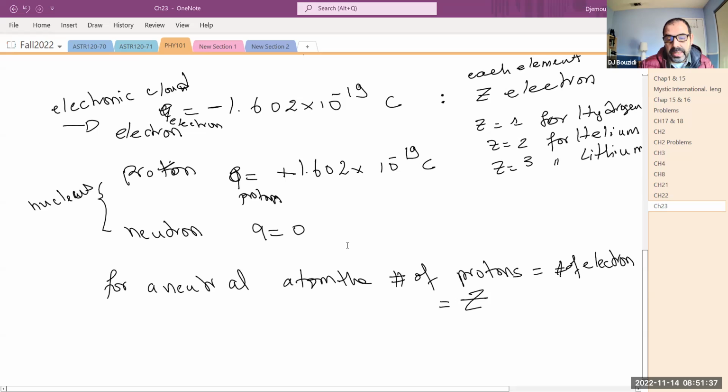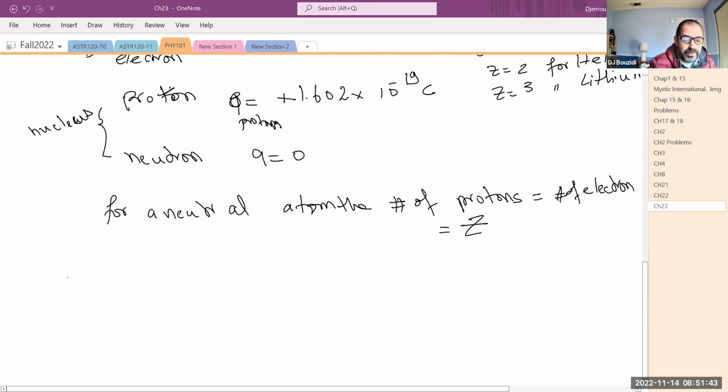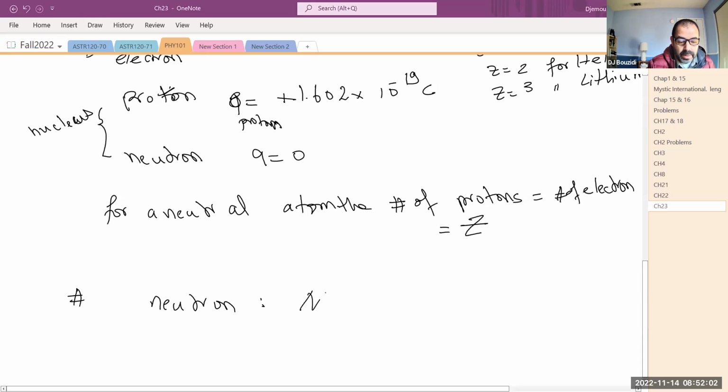How many neutrons are there in the atom? That depends also on the atom, okay? The number of neutrons varies from 0. It's not Z, it's N. N can be 0, and it can be as large as, basically depending on the elements. Okay, it can be very large.